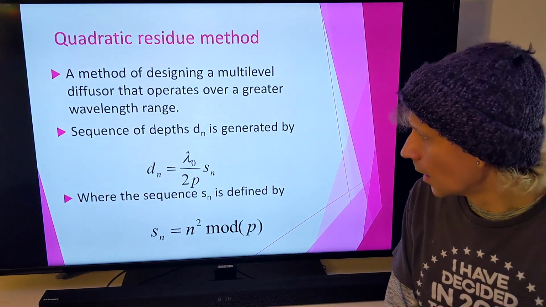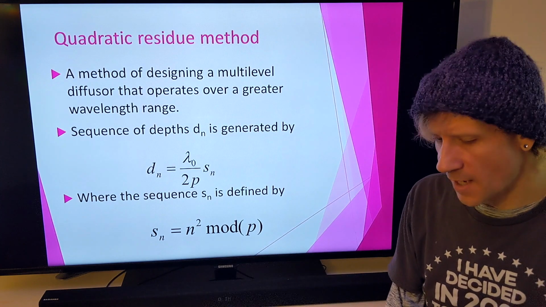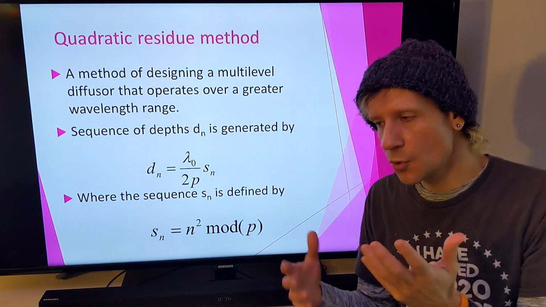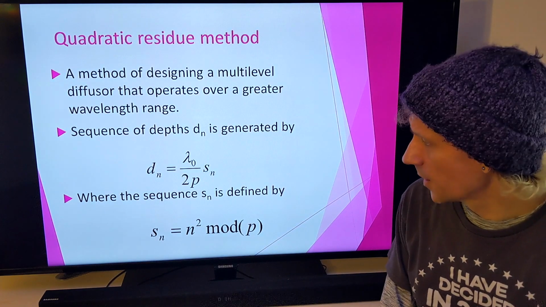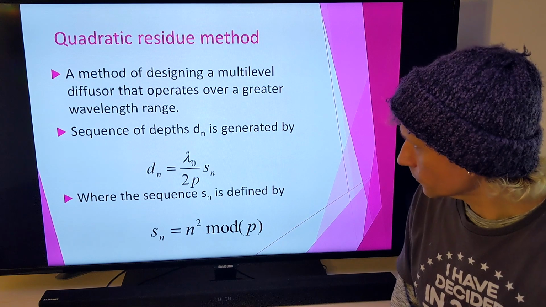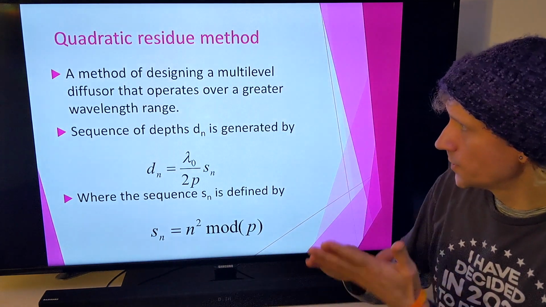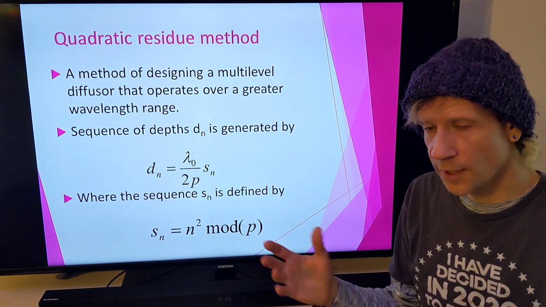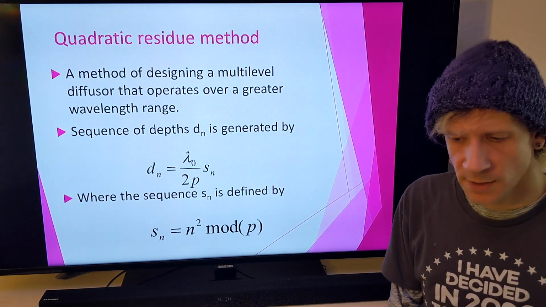And so, math! Again, kind of like the math that we did for the inverse square law. I'm showing you this so you know what it's derived from. We're not going to do this math in class. You're not going to do this on a quiz or a final or anything like that. But a quadratic residue diffuser is a method for designing a multi-level diffuser that operates over a greater wavelength range, or a greater frequency range, than an MLS diffuser.